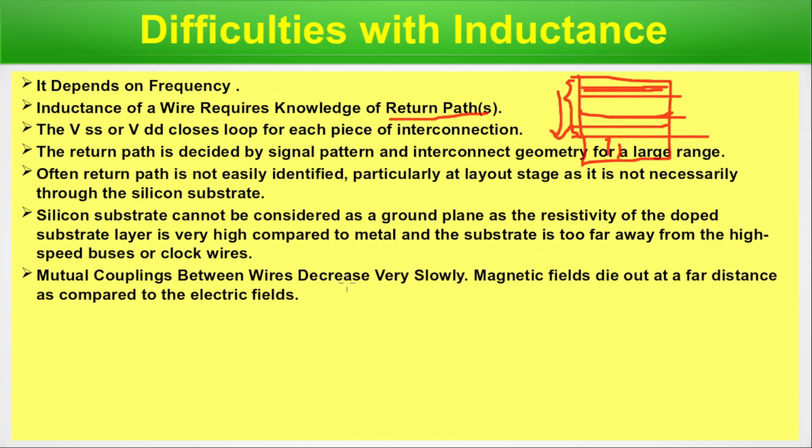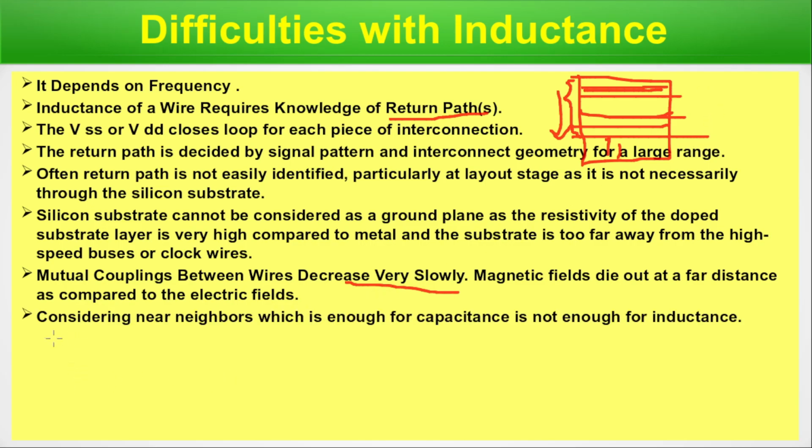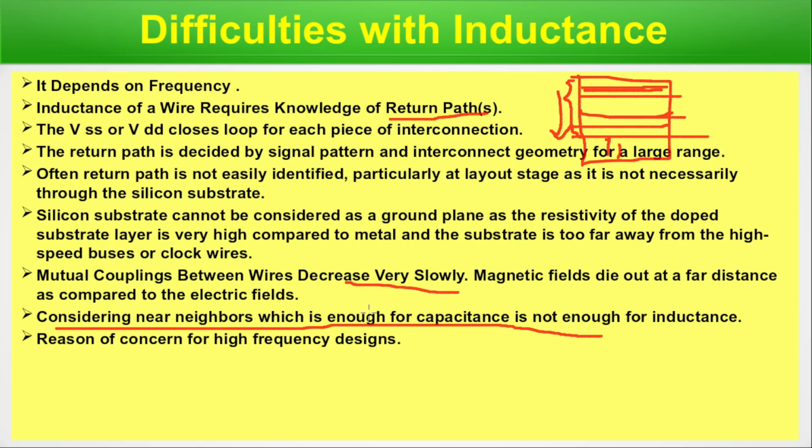Mutual coupling between wires decreases very slowly. Magnetic fields die out at a far distance as compared to the electric fields. It's another problem because for capacitance, considering near neighbors is enough, but it is not enough for inductance. Mutual inductive coupling between wires decreases very slowly. We have to consider quite far wires also. Calculations become complex. It's a reason of concern for high frequency designs because it is frequency dependent.